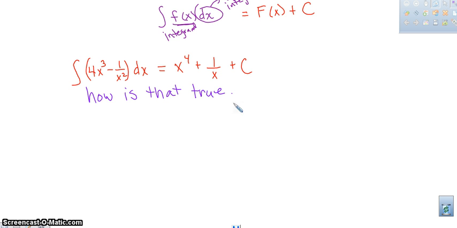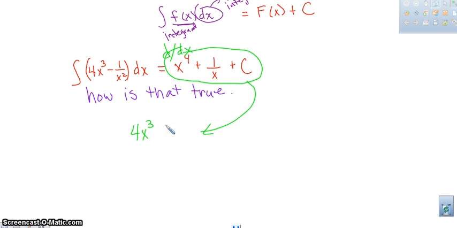What you can do without knowing any rules of integration is take the derivative of this. The derivative of that is 4x cubed, and then, remember, this is x to the negative 1 if I move it up there, so minus 1 over x squared, and the derivative of the constant is 0. So is that true? Absolutely, that's true. That's how you could check without knowing any rules of integration. You could work backwards to check.